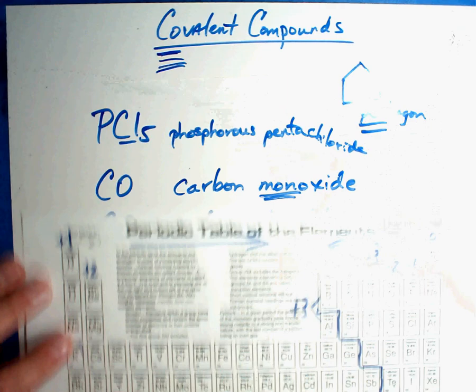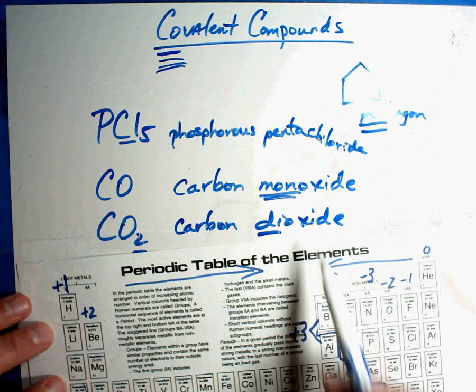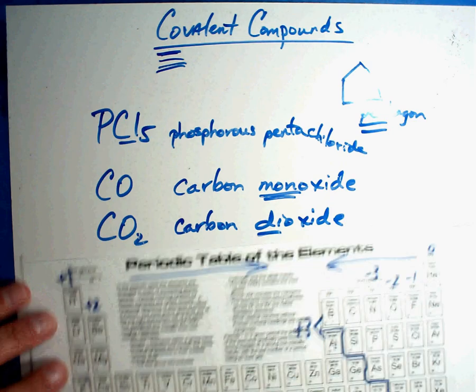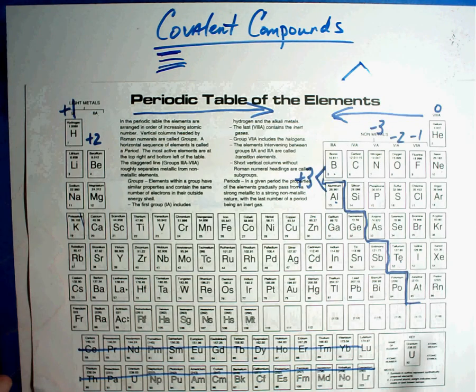And they're going to have names like this. They don't expect you to know how to name them. Just in case they give you a name, then you know enough to have a little bit of understanding. These are what are called covalent bonds.